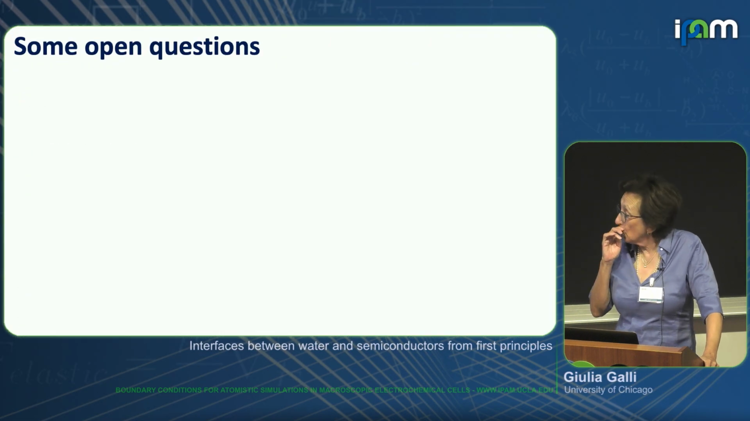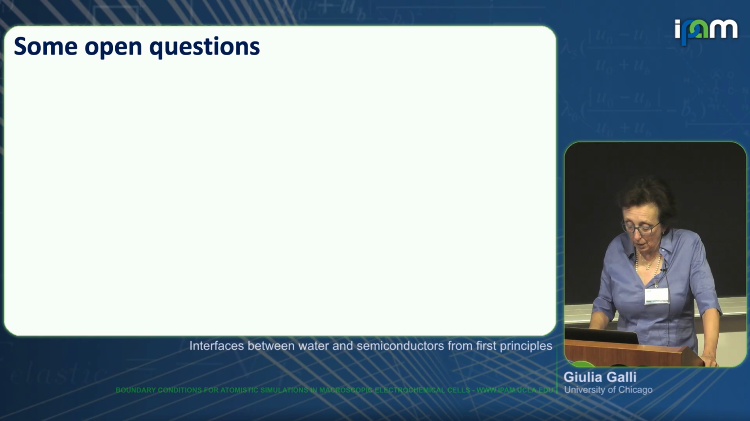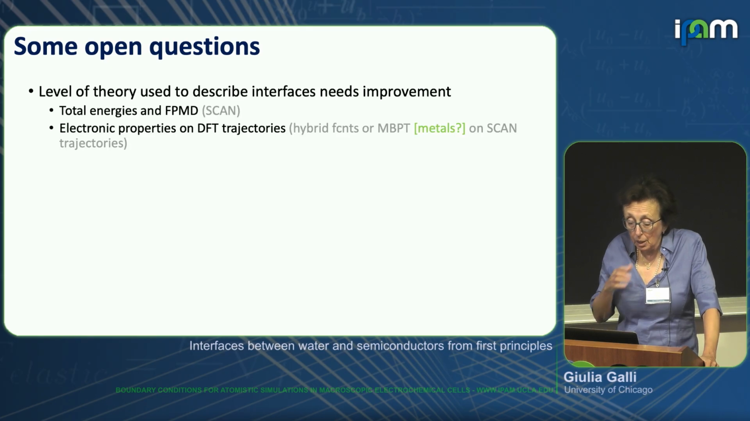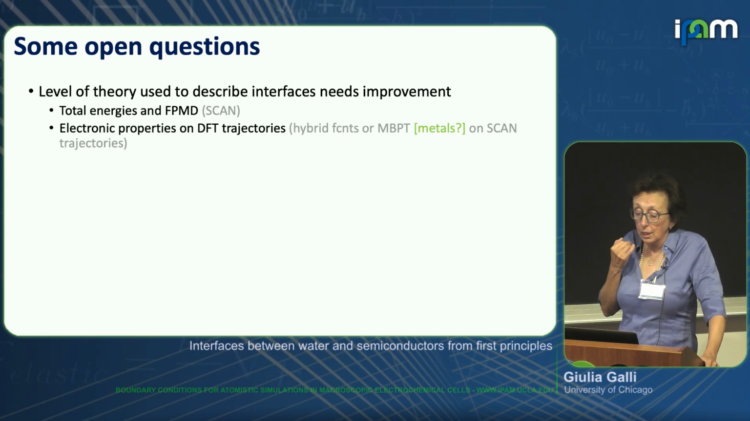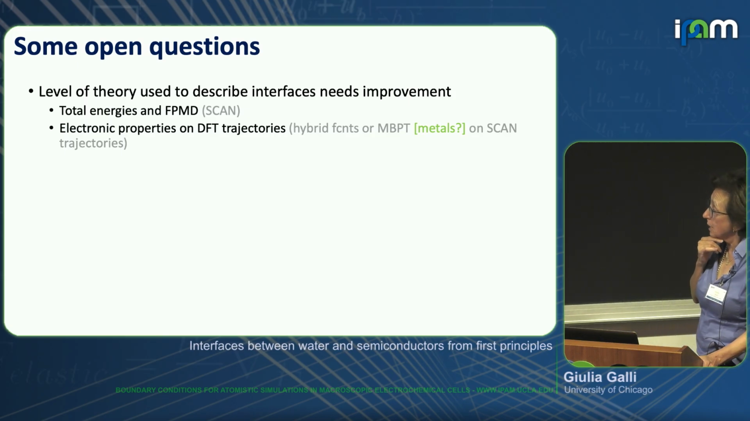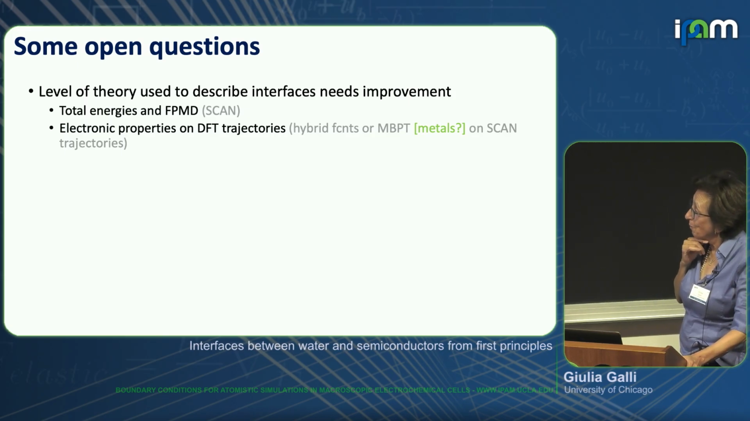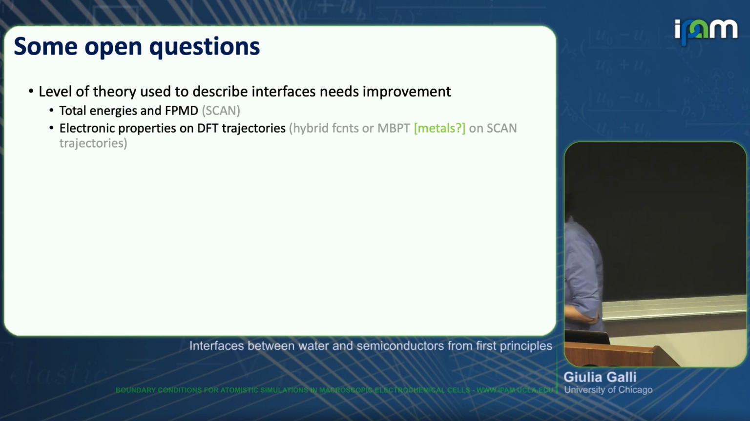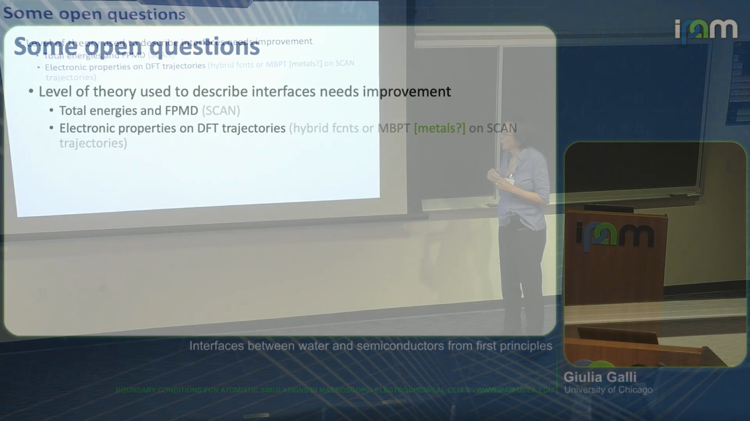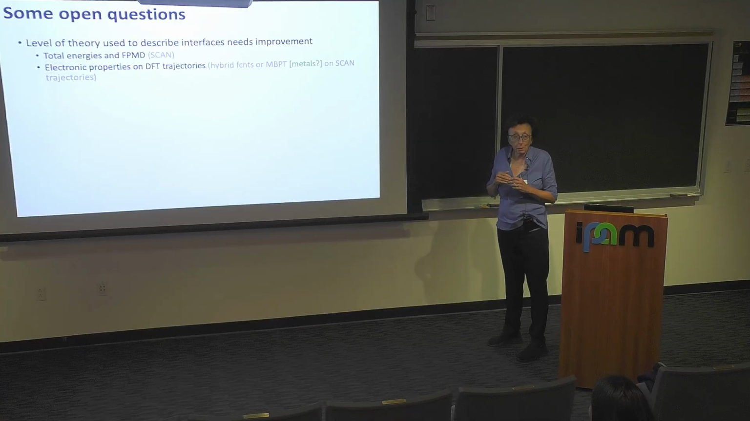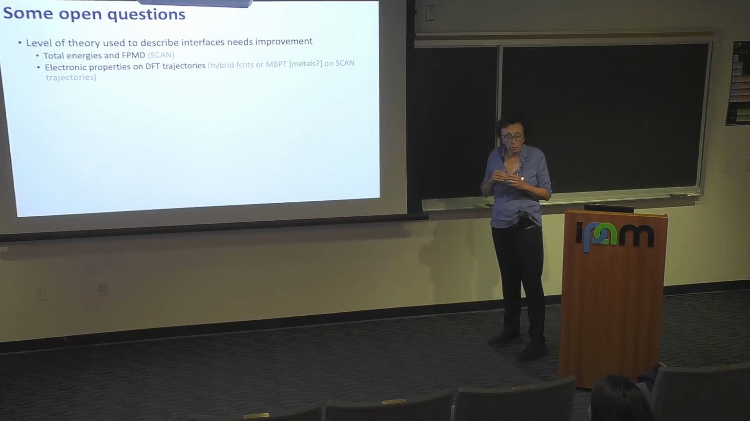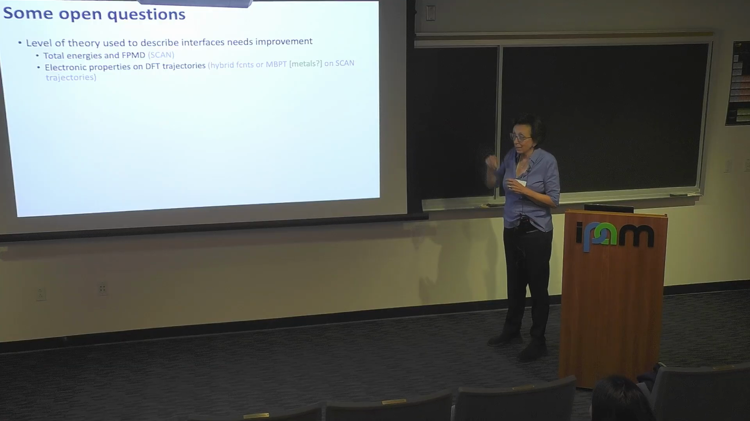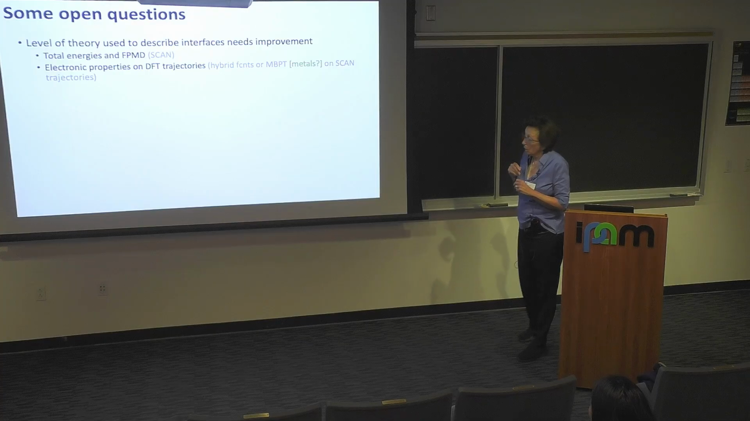Okay, so let me conclude by summarizing some open questions. So the level of theory used to describe interfaces needs, of course, improvement. I told you what we have done. We use either many-body perturbation theory or hybrid functional. I didn't talk about metals because we are not able to do metals with all the methods that I described very well or not at all. So this is a problem.